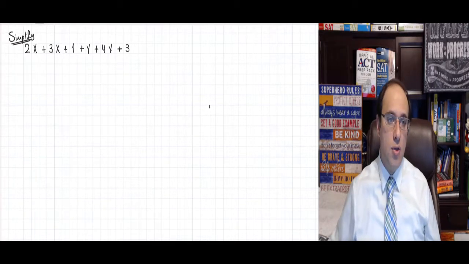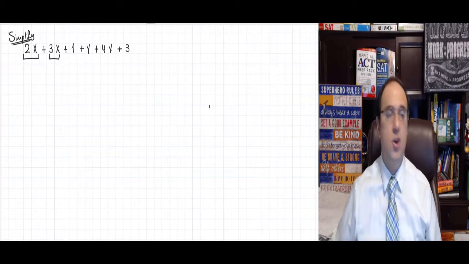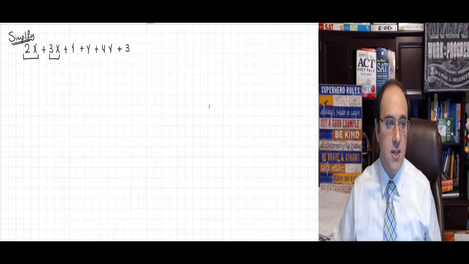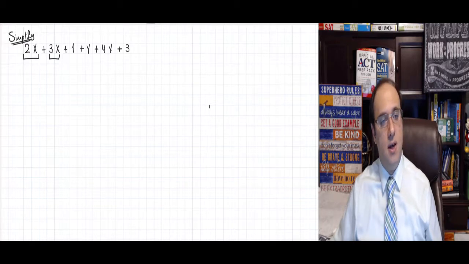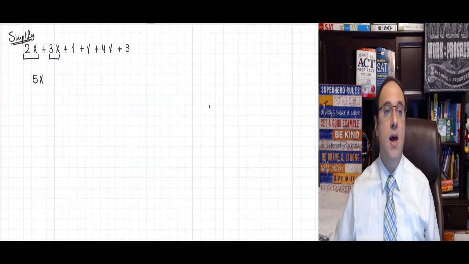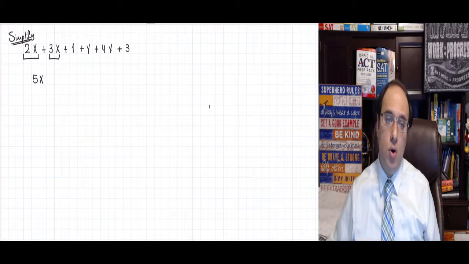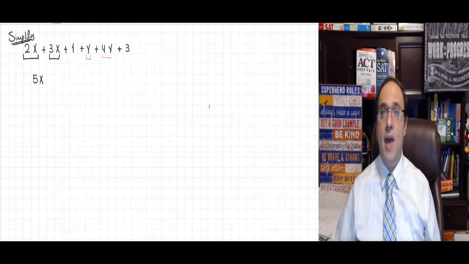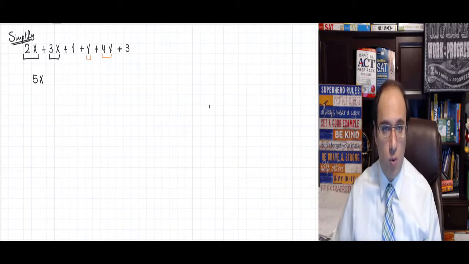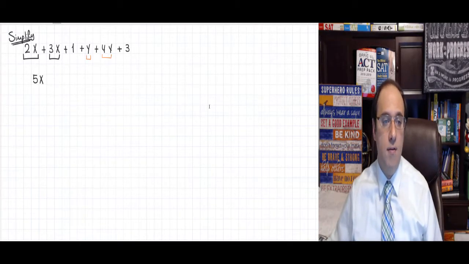2x, 3x, any other x? No more x's. Add the x's: 2x plus 3x is 5x. Perfect. Now, we have a variable y. Is there another y? Yes, there's 4y. So we have a term y and another term 4y. Add these together, you get 5y.